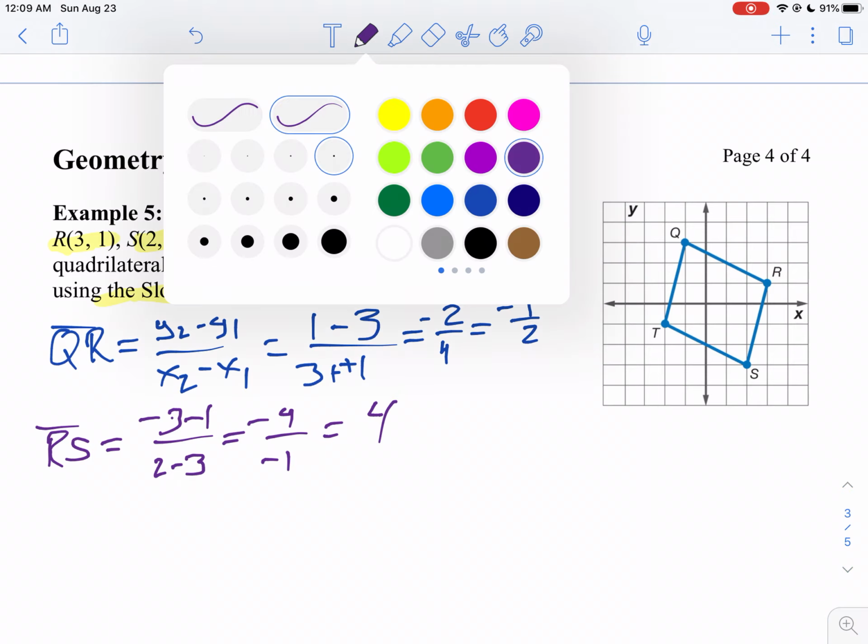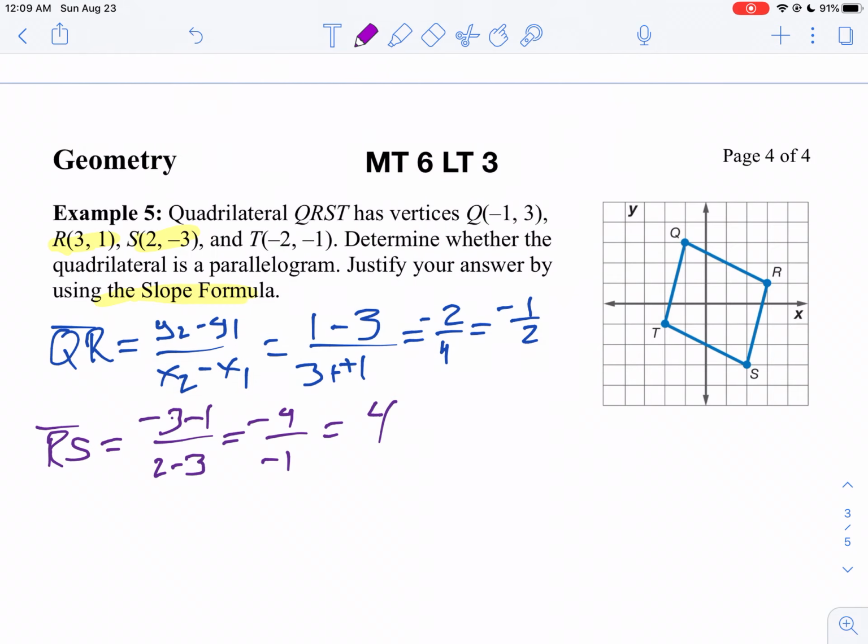Next, let's take a look at S to T. So we're going to say negative 1 minus a negative 3 all over negative 2 minus 2. So negative 1 plus 3 is 2. Negative 2 minus 2 is negative 4, so you get negative 1/2.